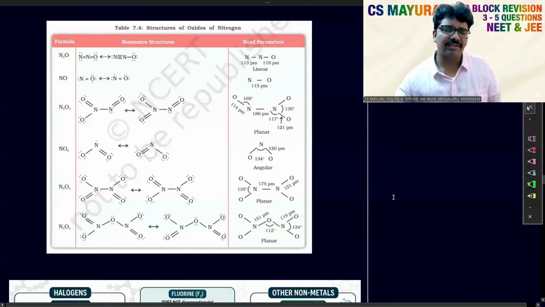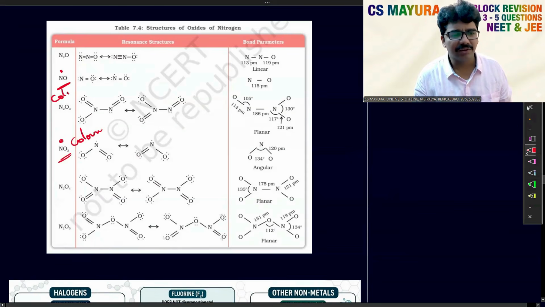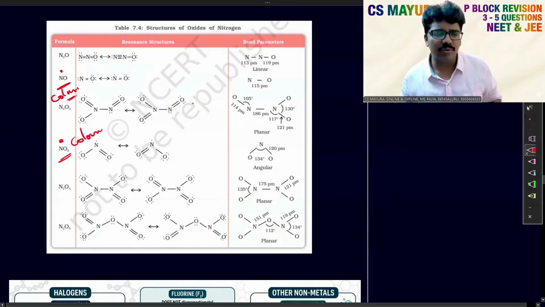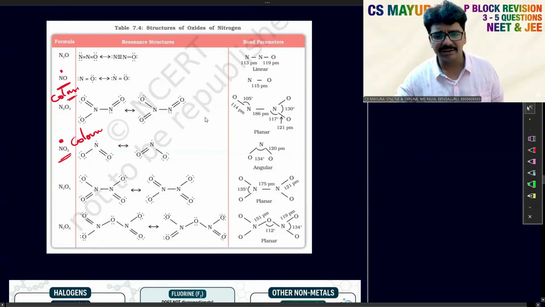Next, these are the oxides of nitrogen. NO, nitric oxide, has one odd electron and NO2 also has an odd electron. Due to the presence of this odd electron, NO2 is colored and NO is also colored, right? And NO forms a dimer and NO2 also forms a dimer. These structures are important. They may ask how many single bonds, how many double bonds, the number of lone pairs, or regarding odd electron species. These structures we need to practice.